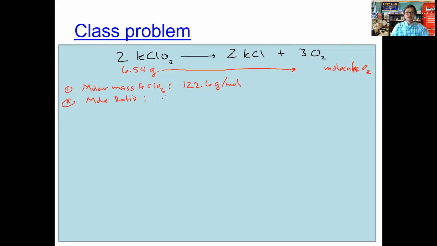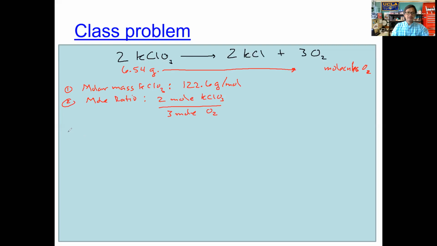And I'll just write it out here. And again, I won't write out the reciprocal, but understand that we can have that as well. So it's going to be 2 moles of KClO3 over 3 moles of oxygen. Again, we may have to use the reciprocal, but for right now, we'll just write that in.